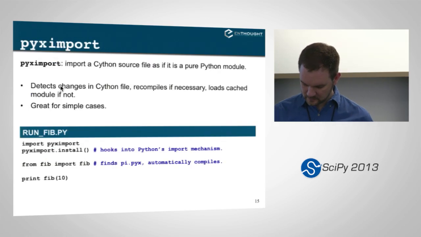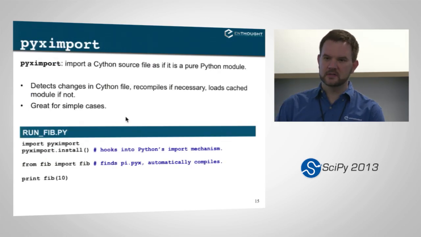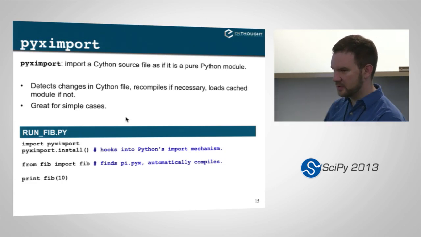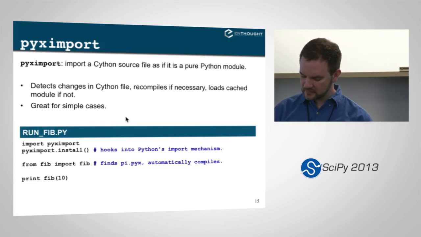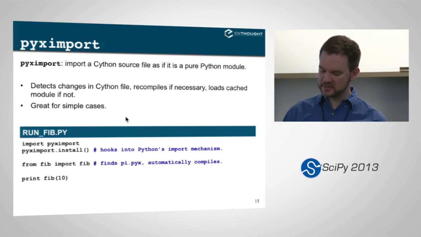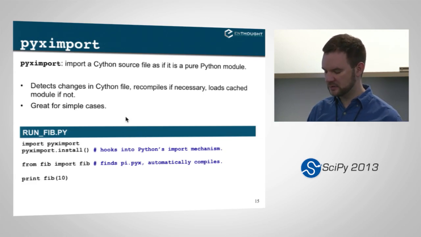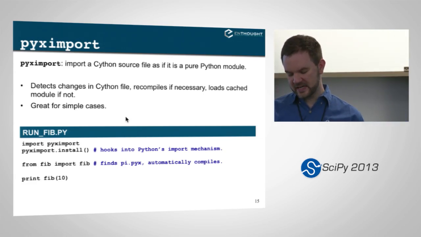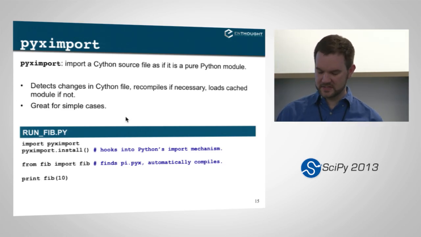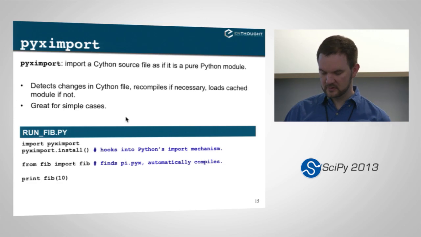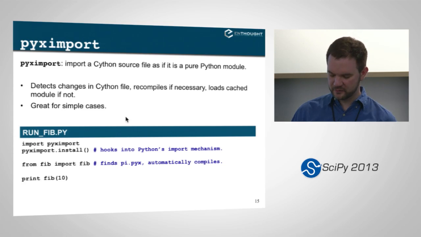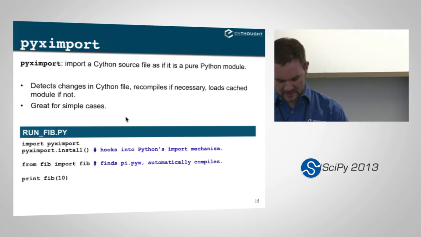Okay. So there's this other way of working with IPython that's also very nice, called pyximport. What it does is it allows you to import a Cython source file as if it were a pure Python module. It detects changes in the Cython file and recompiles it if necessary. And if it's already compiled this same version of an extension module, it will just load that cached version for you. So it's great for very simple cases. You can't use it for wrapping stuff, unfortunately, but it's great for just doing very simple stuff.